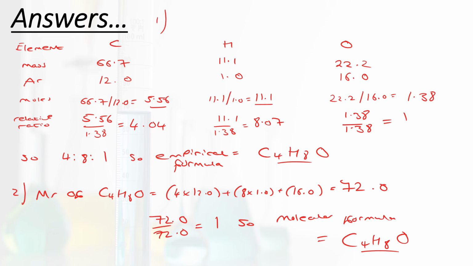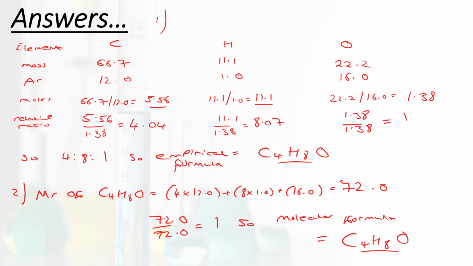We then need to find our relative ratio. Remember to do this, we're going to divide all the mole values by whatever the smallest one is. The smallest one here is the oxygen, 1.38 moles. And so dividing each of these mole values by 1.38 gives us 4.04, 8.07 and 1 for carbon, hydrogen and oxygen respectively. Now, as I said in the video, it might not be a precisely whole number ratio, but we can just round and say, well, 4.04 is 4, 8.07 is 8, and the 1 is a whole number already. So we have a ratio of 4 to 8 to 1, and so the empirical formula is C4H8O.